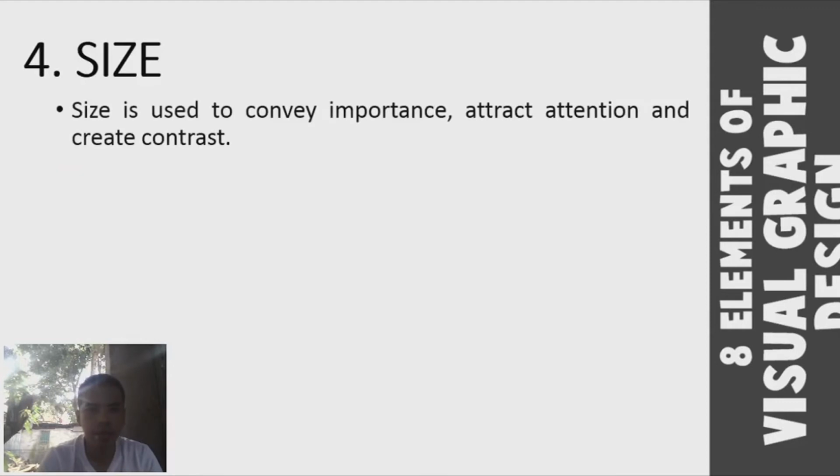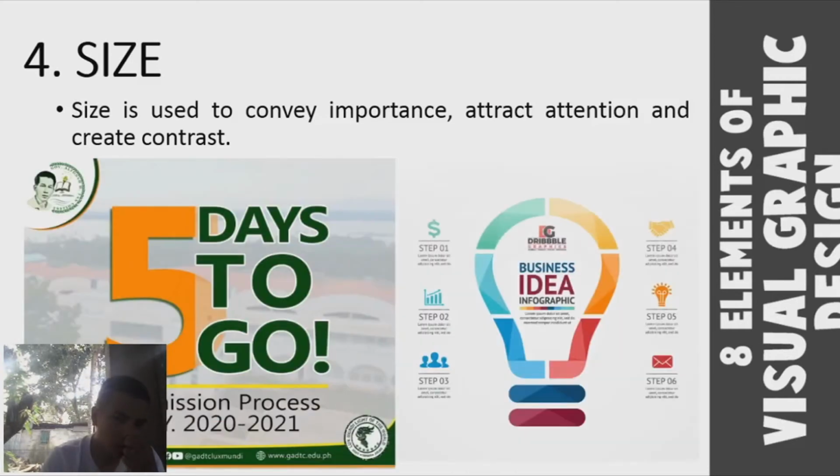Fourth is the size. The size is used to convey importance, attract attention, and create contrast. So these are the examples of the size and elements of visual graphic design.